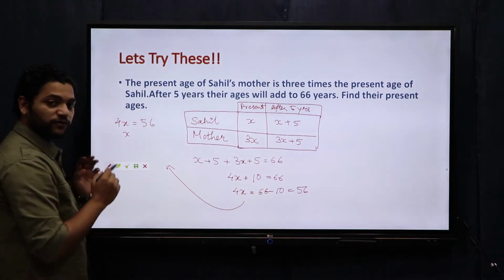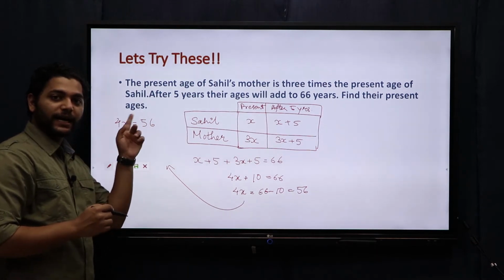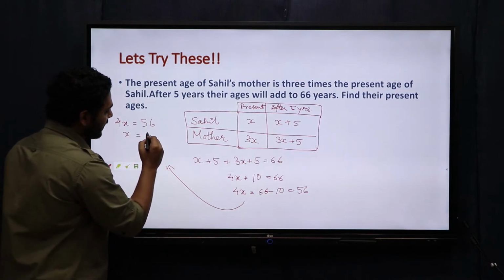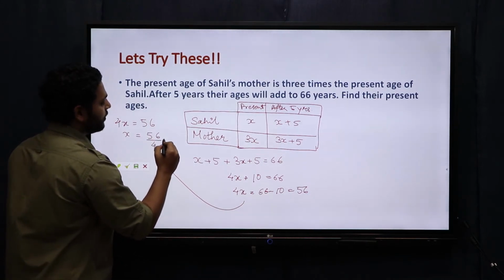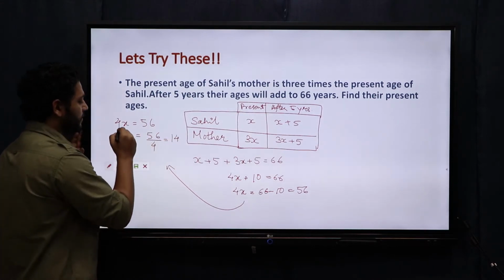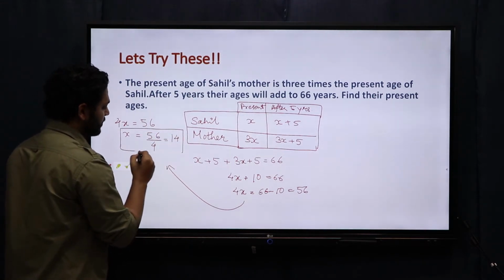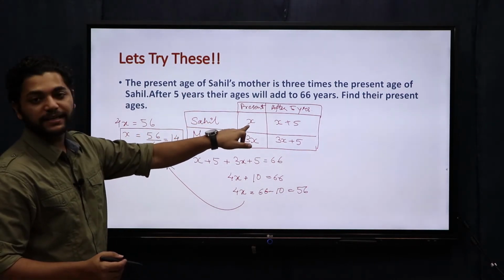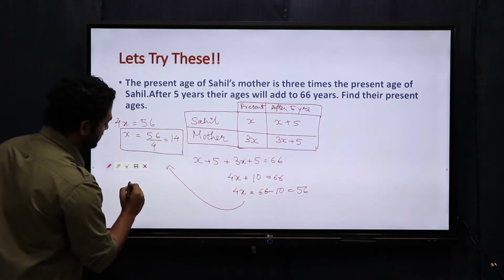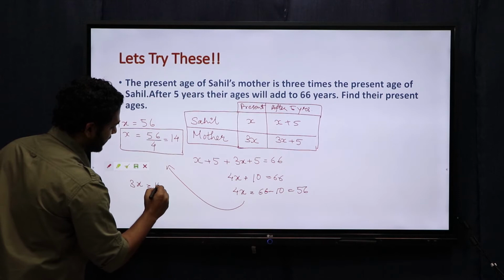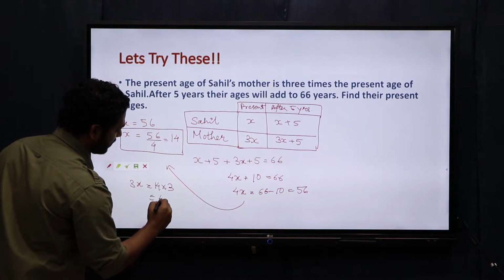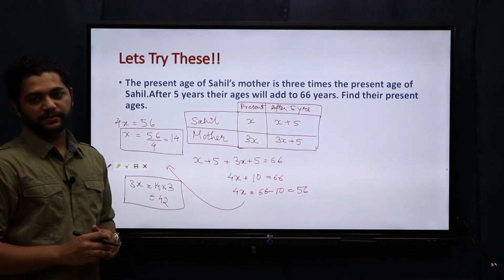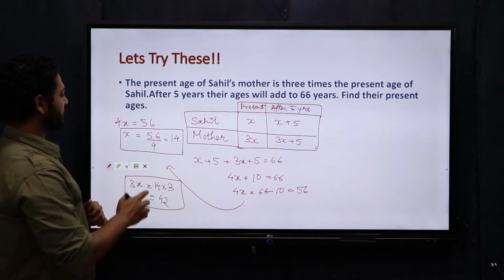Now, if I only want x, what do I do? The coefficient of x is 4. So, when it transposes to the other side, the multiplication becomes division. So, I can write this as 56 by 4, which is 14. So, we got x equal to 14, that means Sahil's present age is 14. What is his mother's age? Which is 3x, which is equal to 14 into 3 equal to 42, which is Sahil's mother's age. I hope that was clear.